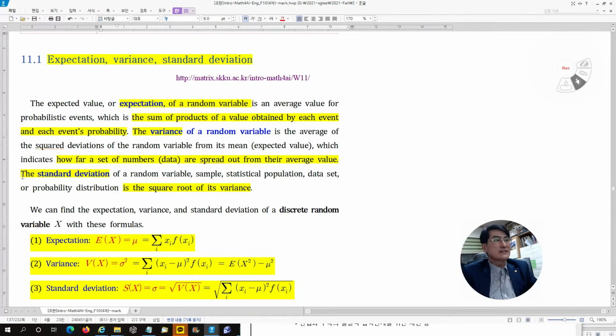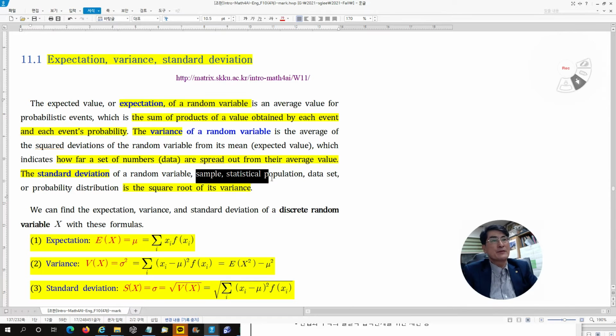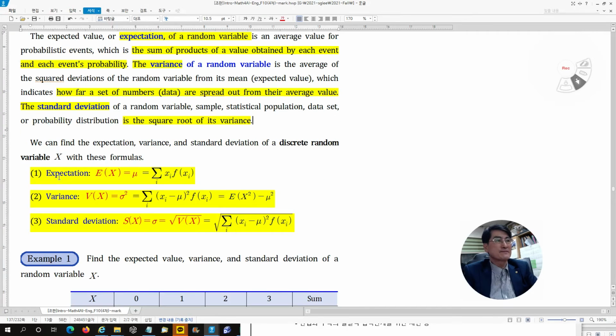Next, the standard deviation of a random variable, sample or statistical population, data set, or probability distribution is the square root of its variance, like this. The expectation is the product of xi and f of xi, adding all of them, which can be written as E of x or mu.